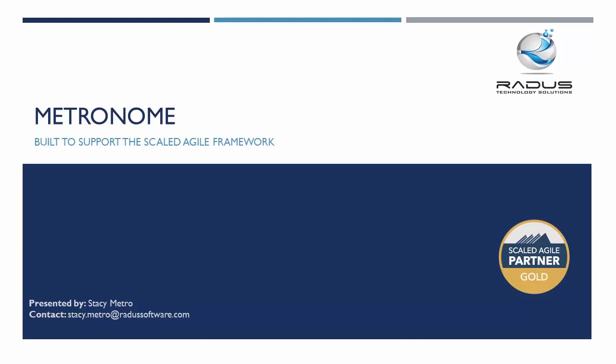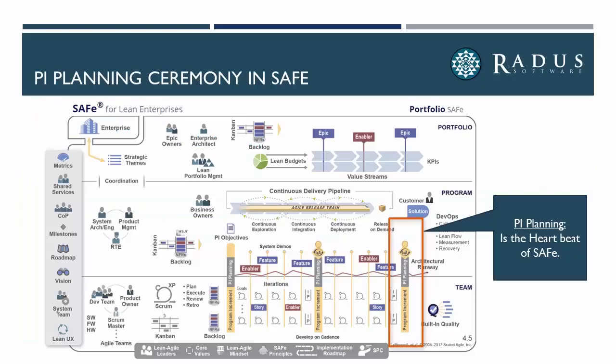To simplify and enhance our ability to manage and lead SAFe implementations with our customers, we have created and engineered Metronome, the first cloud-enabled software platform built from the ground up to support the Scaled Agile Framework. In this video, we're going to show you how easy it is to engage in program increment planning, or PI planning.